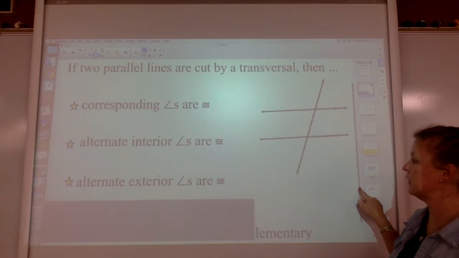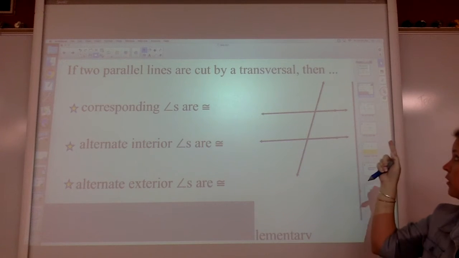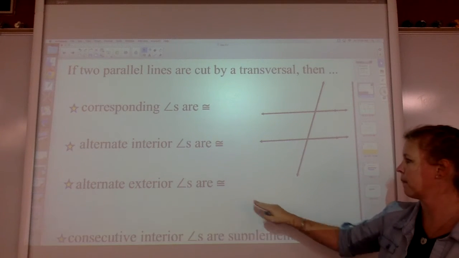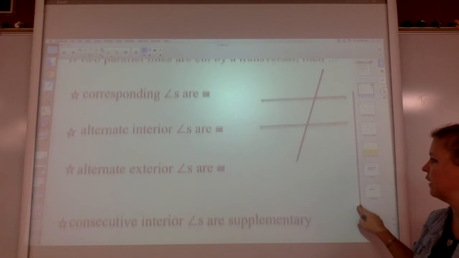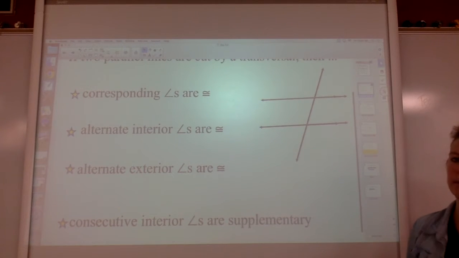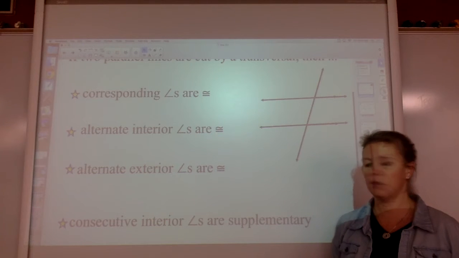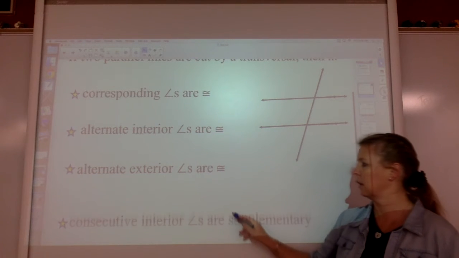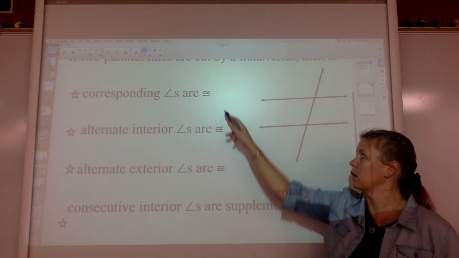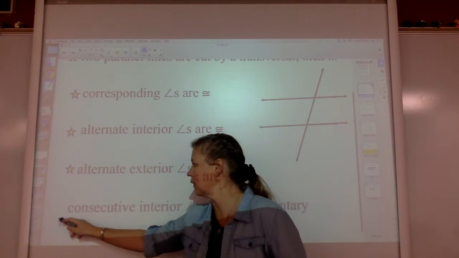Here's the one that's different. If two parallel lines are cut by a transversal, then consecutive interior angles are supplementary. Consecutive interior angles are supplementary. That's the only one, as you can see here, that is not congruent. Congruent, congruent, congruent, supplementary.